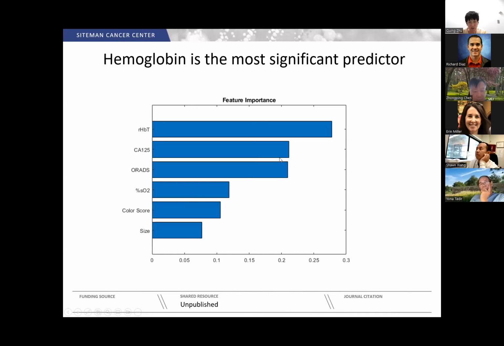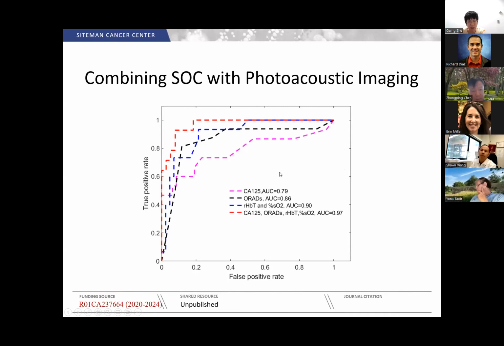This is also very important. SO2 is the number 4 important parameter. So this is our current reading. And size is important, but it's not as important as what's already integrated with the radiology ORADS reading. And this is what we do with ROC analysis.